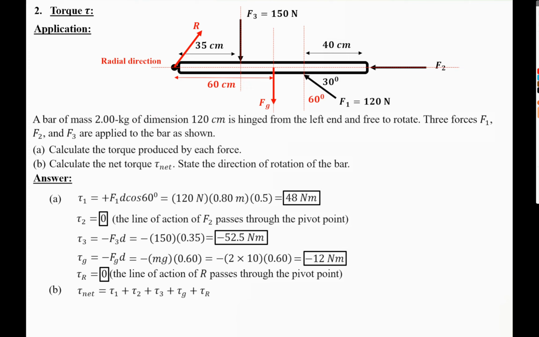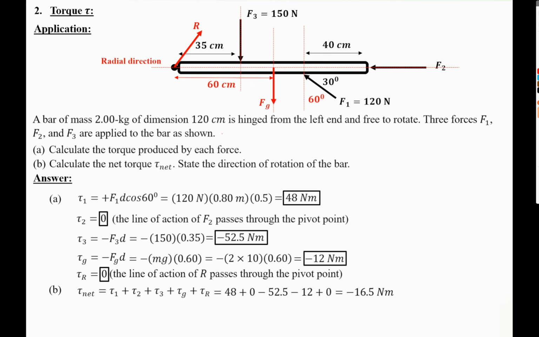Now in part B, they're asking us to calculate the net torque, and the net torque means total. So that would be tau 1 plus tau 2 plus tau 3 plus tau g plus tau r, and if you add the numbers, that would be negative. State the direction of rotation of the bar, since the torque is given in the negative direction, and here there is something missing in the exercise.